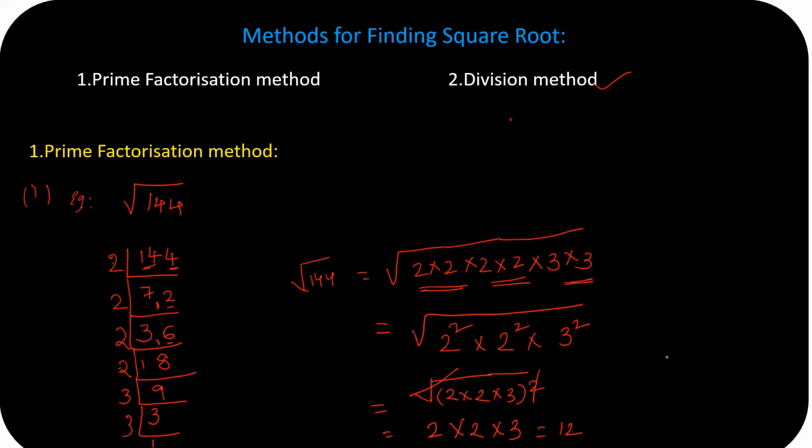What is the square root of 144? The square root of 144 is equal to 12. This is how to find the square root of a number by using the prime factorization method.